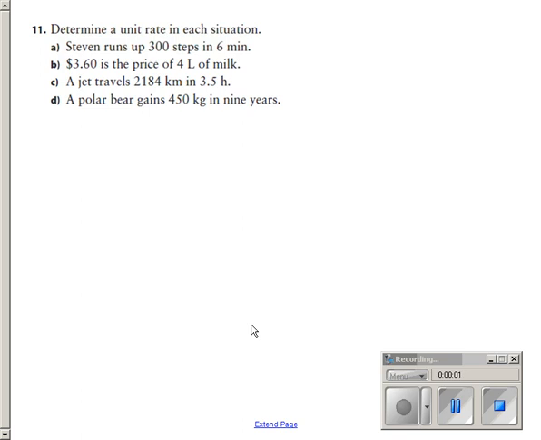Question 11 says, determine a unit rate for each situation. Well, this is pretty simple because it gives you the rate and you just have to be able to make the unit rate.